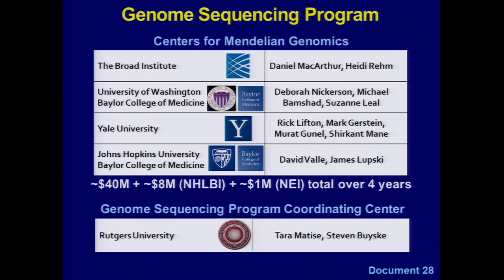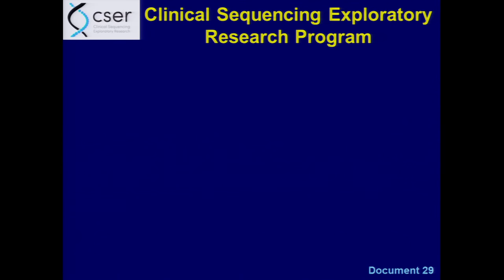And finally, we announced the establishment of a genome sequencing program coordinating center, which was awarded to Rutgers University. The coordinating center will be funded at $4 million total over 4 years. So that's our newly configured genome sequencing program.